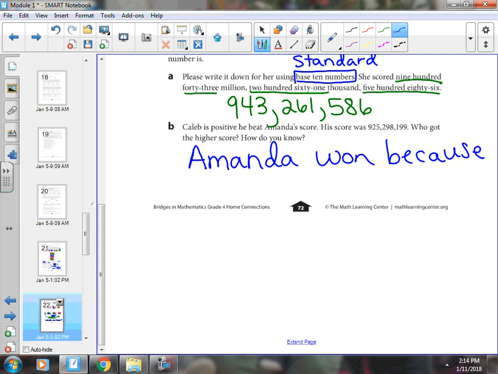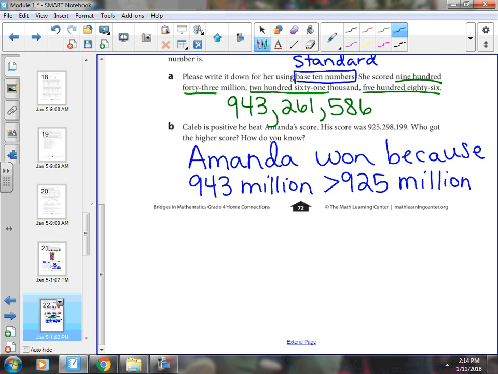let's see, 943 versus 900. I might say 943 million, right? That's about what she got, is more than 925 million. So I sort of rounded the numbers to the nearest million, and it made it a little bit easier to tell. 943 is bigger than 925.